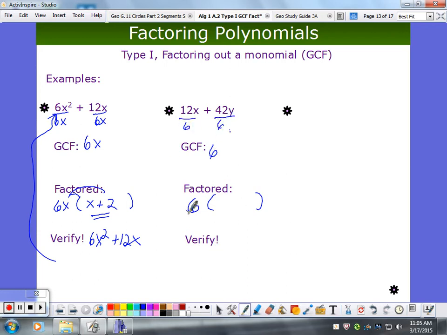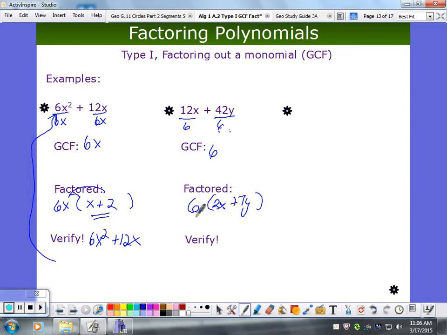Some people can just do this. 6 times what is 12x? 2x. If that is not easy for you to do, 6 times what gives me 42y? Or you can just divide by that 6.